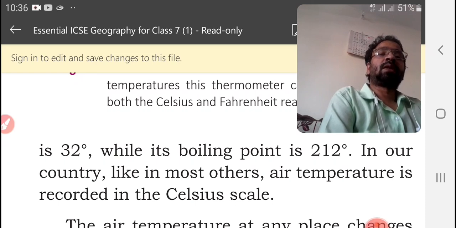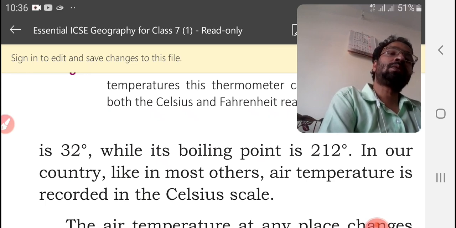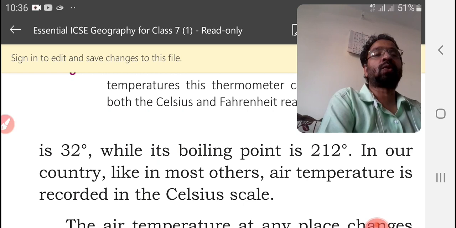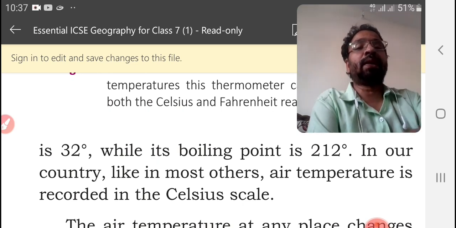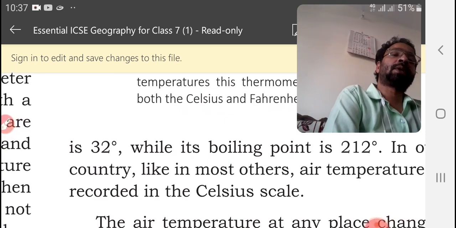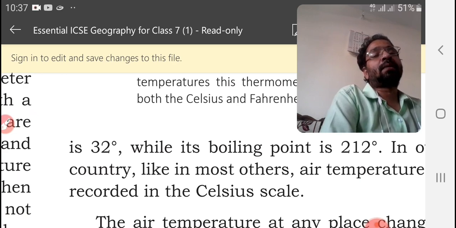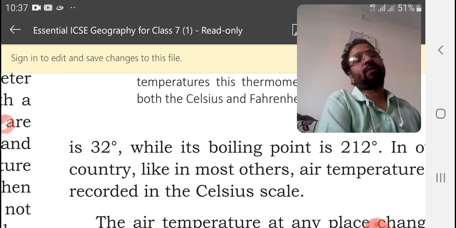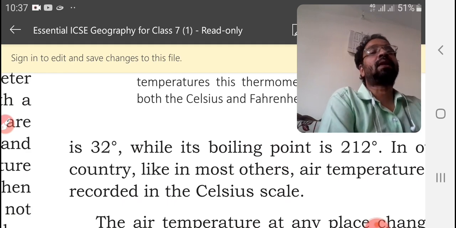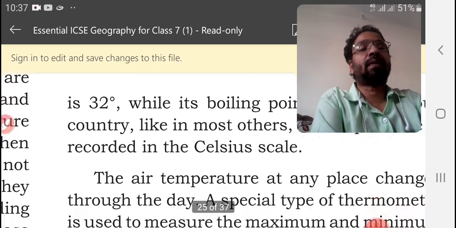So, in short, at 0 degrees Celsius, what will happen? Water will change to ice, solid. And at 32 degrees Fahrenheit, it will also change to ice. At 100 degrees Celsius, it will change to another form, that is the gaseous form. And at 212 degrees Fahrenheit, it will change to the same gaseous form.